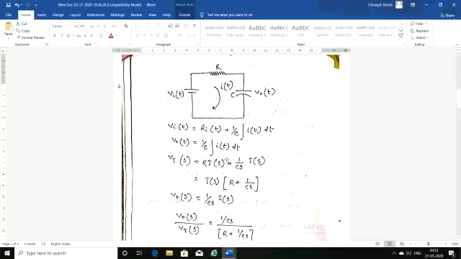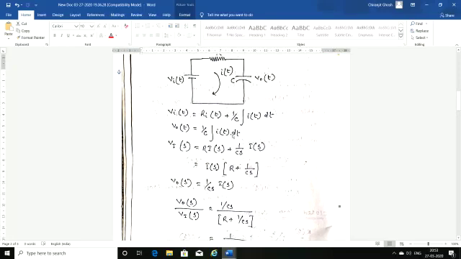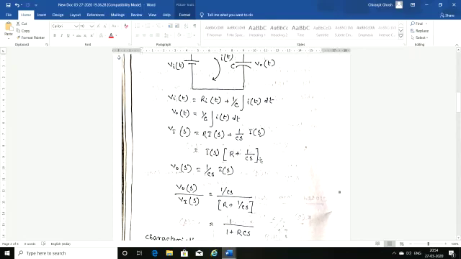Therefore, when we apply KVL, we can say that Vi(t) equals R i(t) plus 1 by C integral i(t) dt, from the voltage equation of the capacitor. This is the input voltage, and the output voltage Vo(t) is 1 by C integral i(t) dt. After that, I will do a Laplace transformation for this system. For Laplace transformation, all are in capital letters. Therefore, Vi(s) equals R I(s) plus 1 by C integral i(t) dt, which is converted to 1 by Cs into I(s). I(s) is common, therefore we can write I(s) into R plus 1 by Cs.